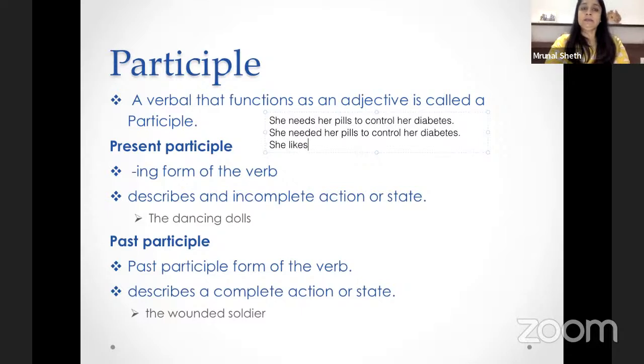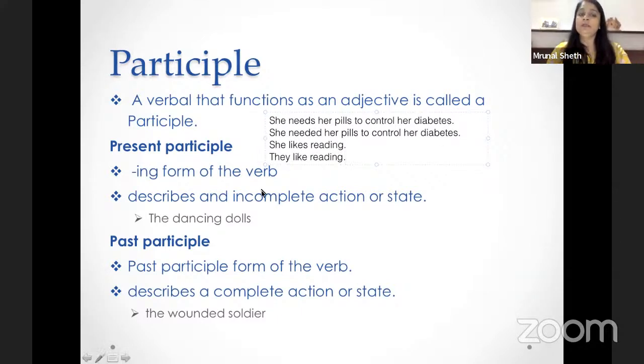So let's take one gerund. She likes reading. If I change it: they like reading. So if you notice here, she likes, they like. So "like" is a finite verb. Reading is a non-finite verb. It's a gerund, right? So here I changed the tense, here I changed the number, but the non-finite verb remains as is. They don't change. So that's why they are non-finite verbs. They do not change with the tense or the number. Okay?